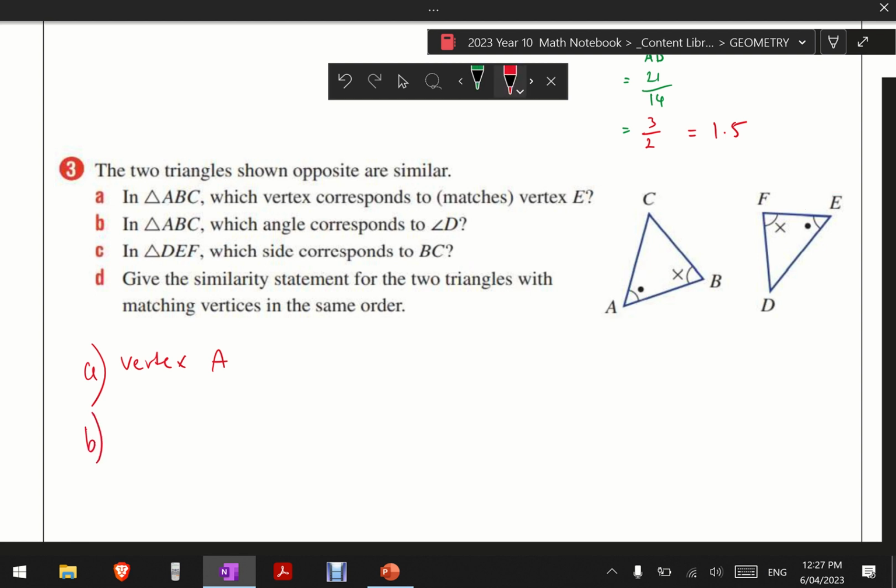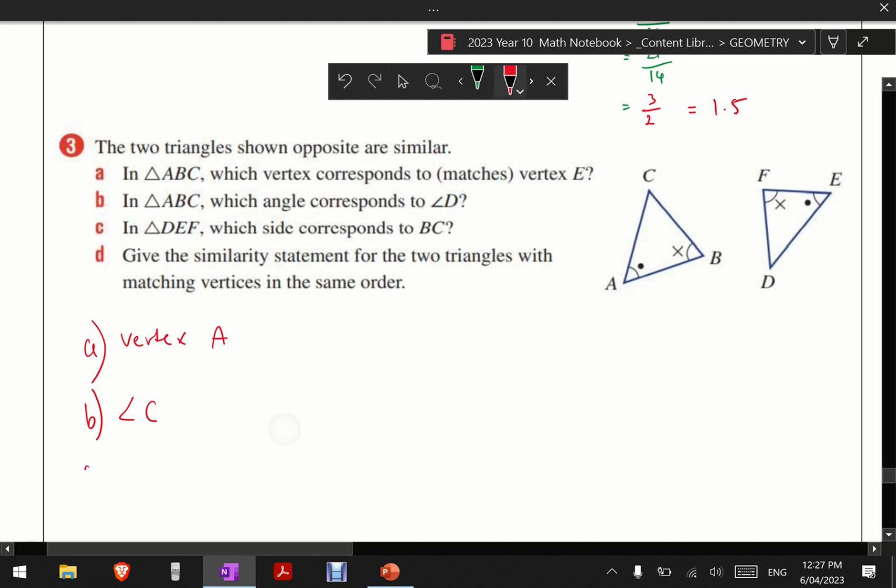Question B. In triangle ABC, which angle corresponds to angle D? Okay, so in this triangle, and you have angle D here, what's the corresponding angle in ABC for angle D? Well, I can see angle D has no symbol there, so it should be angle C. So angle C.